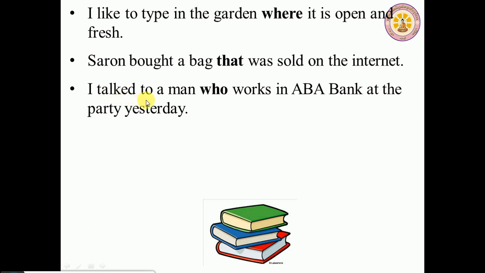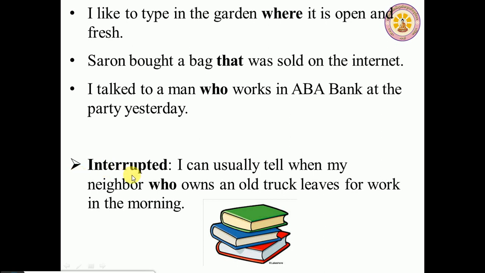I talked to a man who worked in ABA bank at the party yesterday. We don't know who the man is. So who worked in ABA bank is the essential relative clause that adds more meaning to the man, to be clear who the man is, the man that worked in a bank.